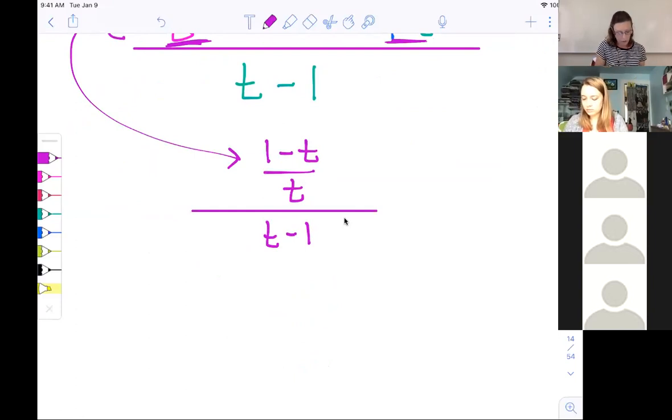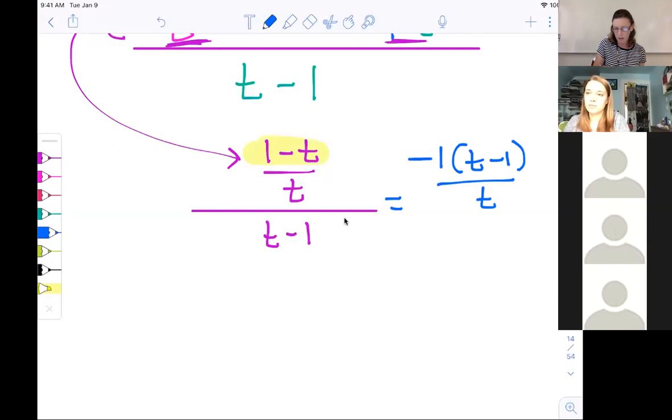Peter, if you look at the top part, this 1 minus t, what do you think we could do with that 1 minus t? Could you take out a -1? Yeah, we could take out a -1. If I want to flip that around to make the variable positive, I could factor out a -1, and now it becomes t minus 1 divided by t, and then I have this other big fraction bar. That's my main fraction bar, and then I have t minus 1.